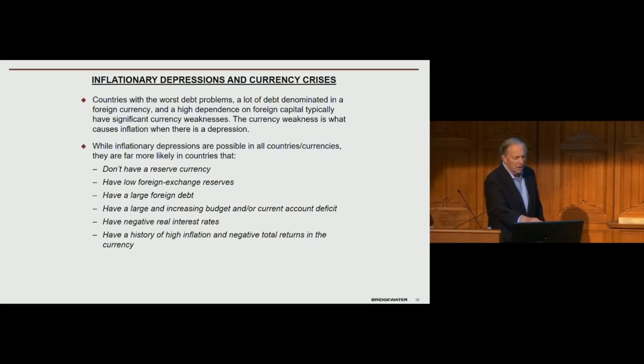Okay, I want to distinguish between inflationary depressions and deflationary depressions, and how they relate to currency crises. Again, the big thing is what your debt is denominated in, because that gives you flexibility if you have the printing presses. Countries with the worst debt problems have a lot of debt denominated in a foreign currency and a high dependence on foreign capital, and typically have significant currency weaknesses. The currency weakness is what causes their inflation and capital flight, because they don't have the ability to exercise the beautiful deleveraging in the way that I described.